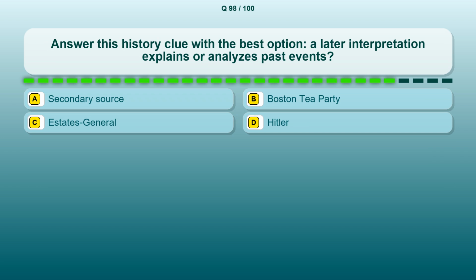Question 98. Answer this history clue with the best option. A later interpretation explains or analyzes past events. Option A, secondary source. Option B, Boston Tea Party. Option C, Estates-General. Option D, Hitler.